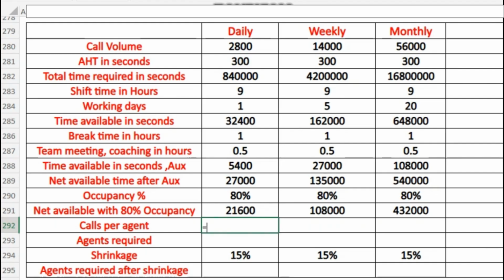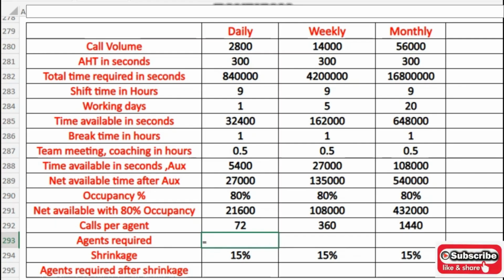So this is the available time we have with 80% occupancy, and the AHT is 300 seconds. One agent can handle 72 calls in 1 day, 360 calls in a weekly, and 1440 calls in a monthly basis. On the basis of that, we need to find out what would be the agent requirement to handle the call volume of 2800, 14,000, and 56,000.